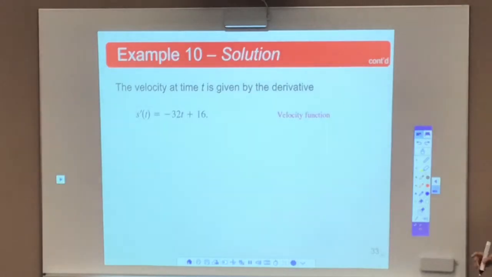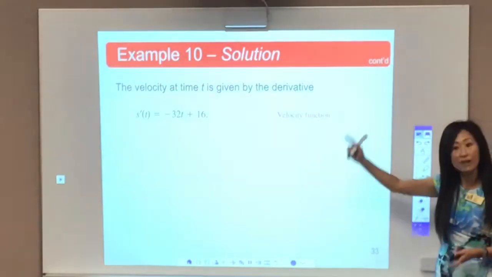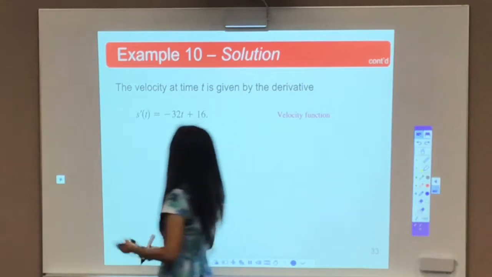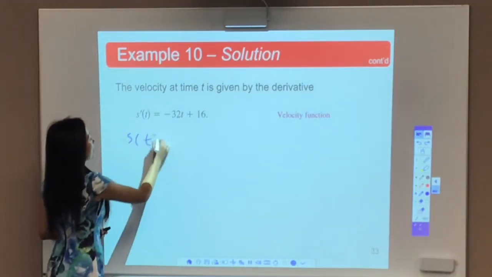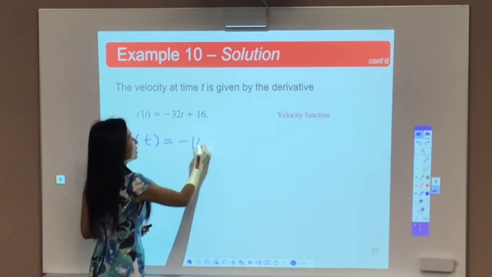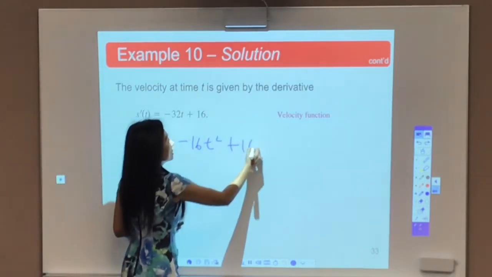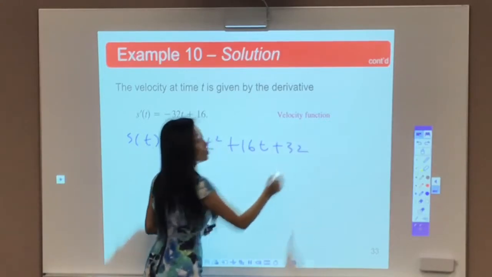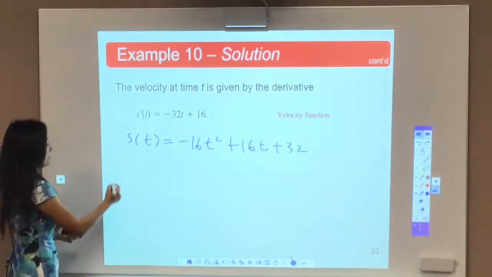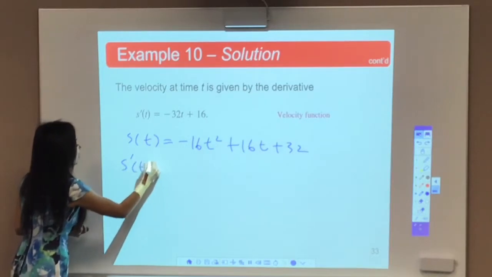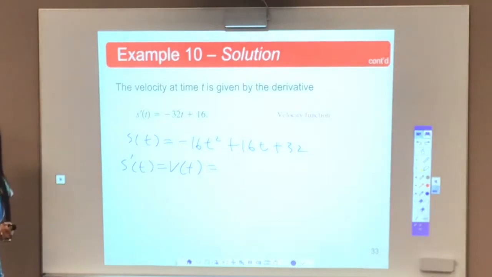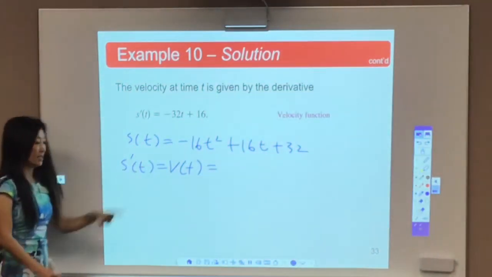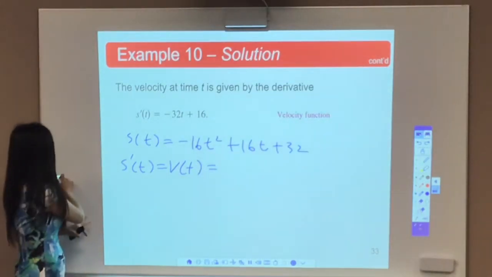The velocity at time t is given by the what? Derivative. So let's find, well, they already gave you. What was my equation? Let's look at my equation. That was what? -16t squared plus 16t plus 32. So let's take a derivative. s prime of t, or I can say what? Velocity. Right, class? Velocity means what? Take a derivative of s.